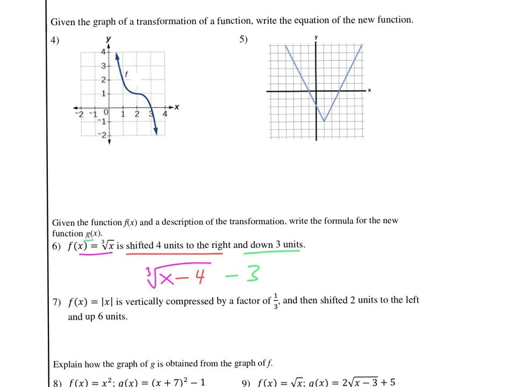And then they just told us to label this as g of x, and so I'll say g of x equals. So you can see we took care of those 2 transformations, 4 units to the right, and then 3 units down.